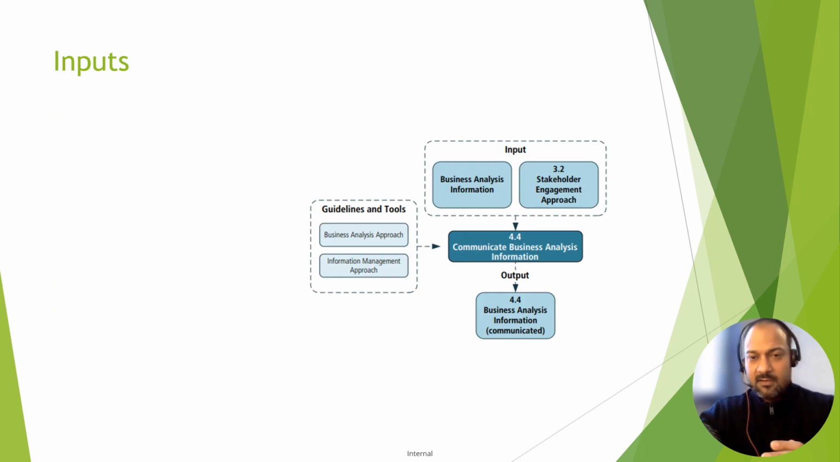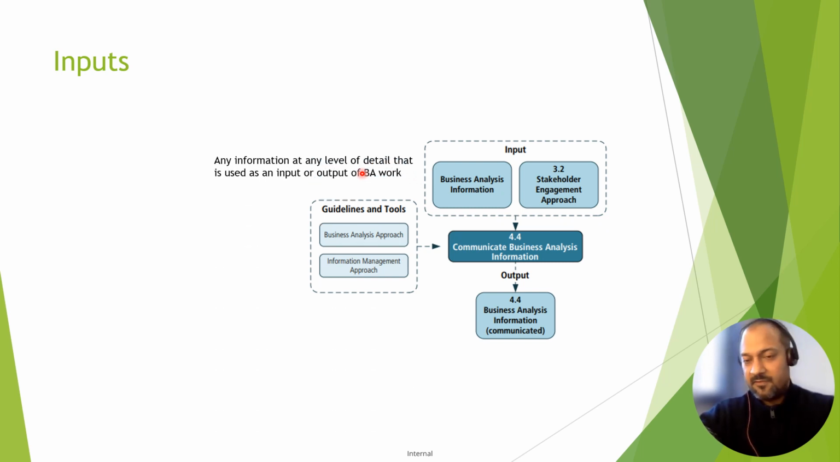So now let's talk about the inputs. Tool guidelines and the tools are also treated as inputs. So the business analysis approach, stakeholder information management approach, and the two important inputs here are business analysis information and stakeholder engagement approach. Business analysis information.